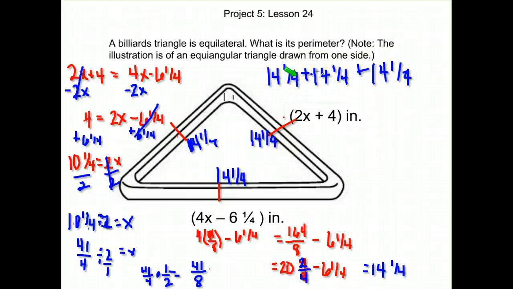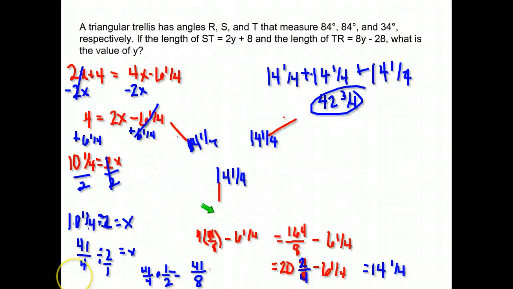So I have 14 plus 14 plus 14 gives me 42. And a fourth plus a fourth plus a fourth is 3/4. So the answer, the perimeter of this equilateral triangle, is 42 and 3/4. So again, a pretty simple problem that was made more complicated by the fact that they gave us fractions to work with.